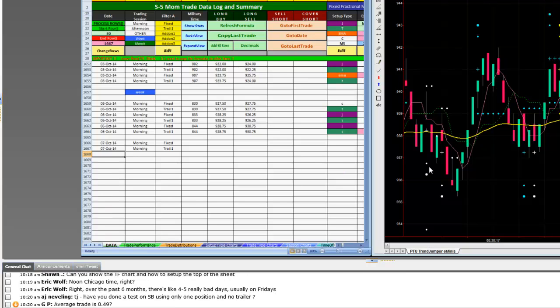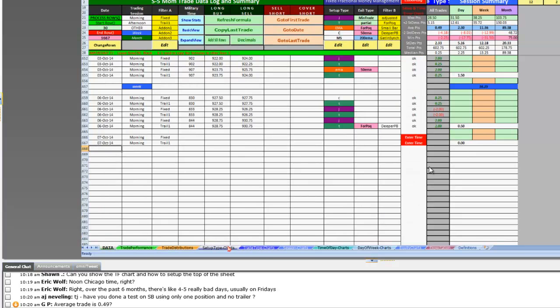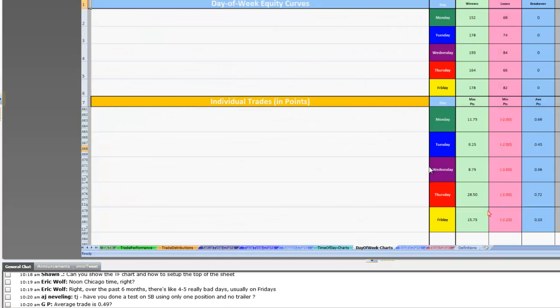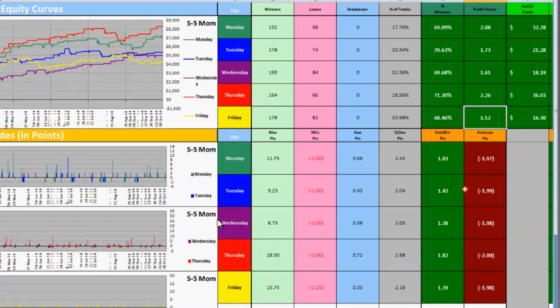I mean, you could easily just expand this out, and you can go to day of the week. I mean, it's got a 1.52 profit factor. It looks like it's the lowest average profit per trade, but it's still enough to offset trade costs. It makes up 21% of all the trades on the spreadsheet.